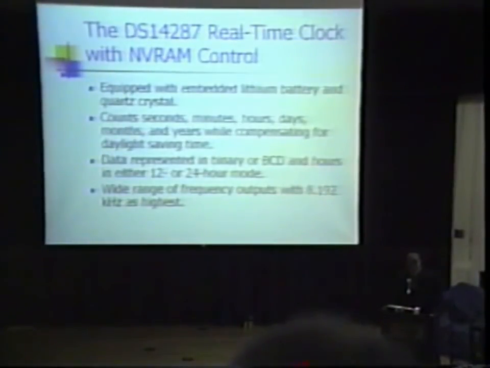The chip also counts the seconds, minutes, hours, days, months, and years, and compensates for daylight saving time. The data, being the time and date, can be represented in either binary or BCD, and the hours can be either 12 or 24-hour mode. The chip also offers a wide range of frequency outputs, the highest being 8.192 kilohertz, which was chosen for this project.